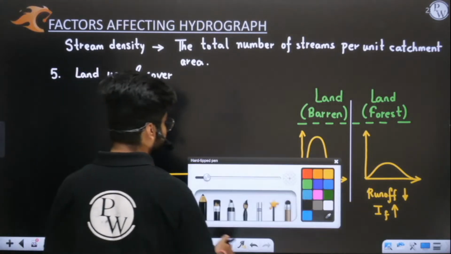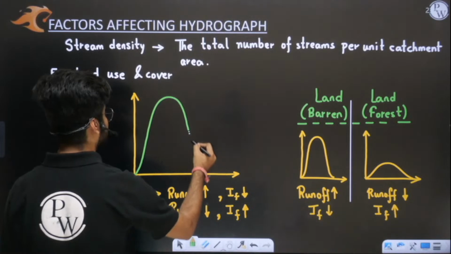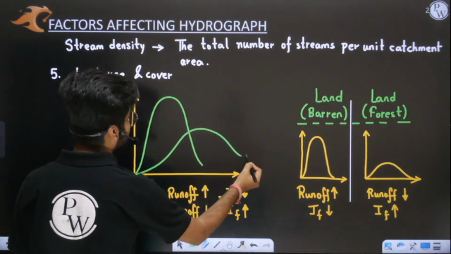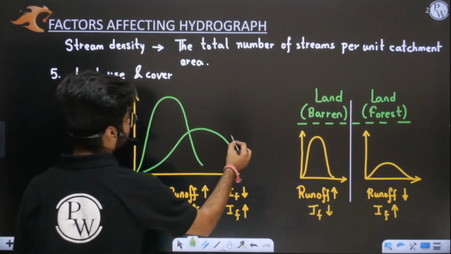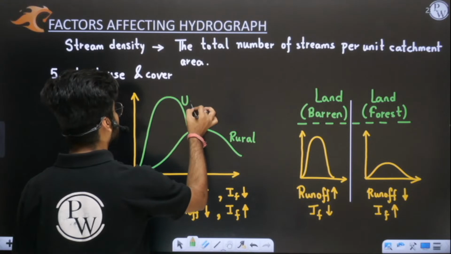So if you see the graph, the urban graph will rise sharply, but the rural graph will rise slowly. This is the flood hydrograph for your rural area, and this will be for your urban areas.